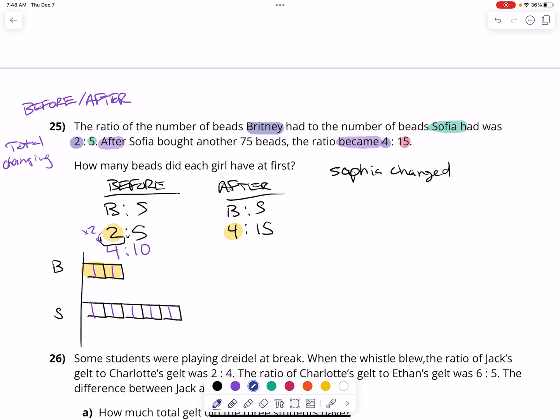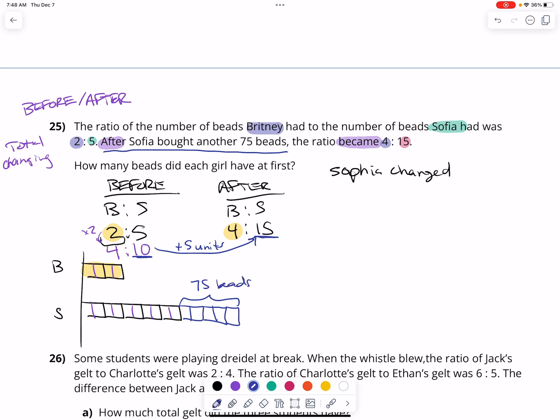So Sophia went from 10 units to 15 units. So we need to add 5 more units on there. So there's 2, 4, 5. So those are the change, because from 10 to 15 is plus 5 units. And we know that these 5 units in our problem were 75 beads. So those right there are the 75 beads that she bought.